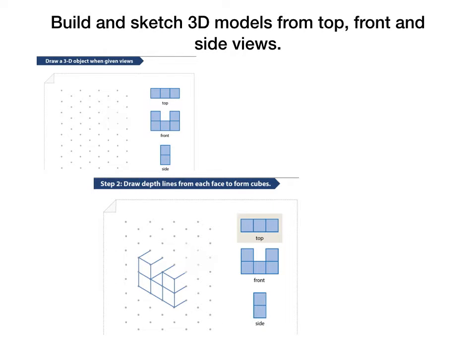Step 2, we're going to draw depth lines from each face to form cubes. So there's my depth line from my face there, from my 1 point. There's another depth line. I'm going to draw a depth line over there, a depth line over there, one from that corner, one from that corner, and one from that corner. Because this object is only 1 cube deep, I know it's only 1 cube deep because my side view is just 1 cube wide, I just draw my depth lines one cube wide.